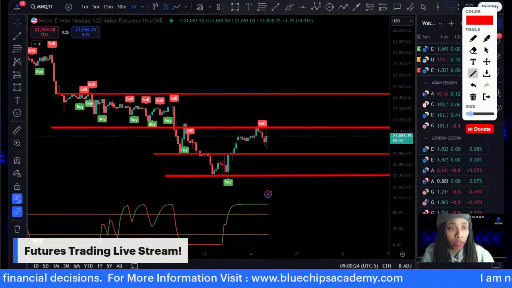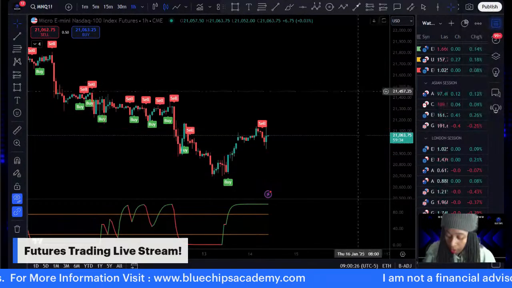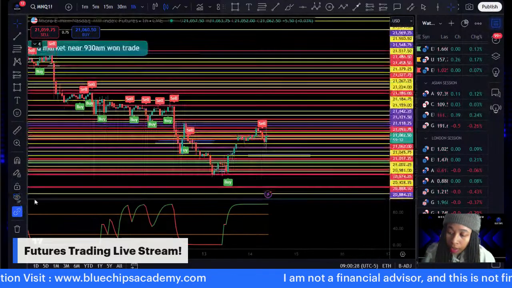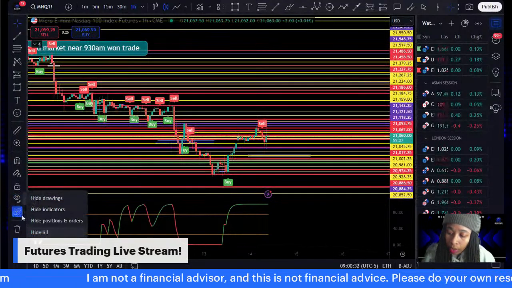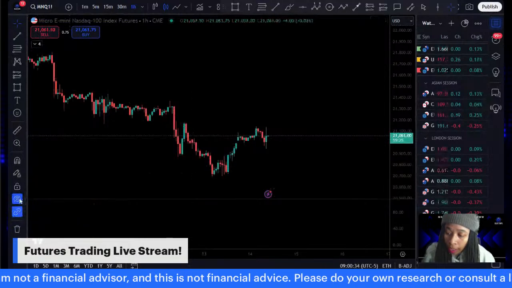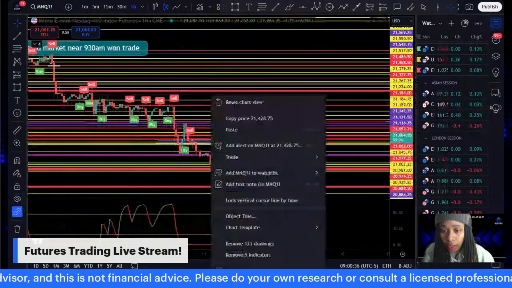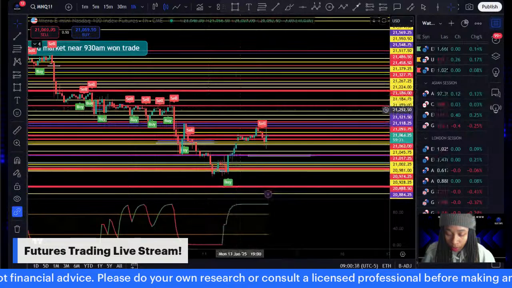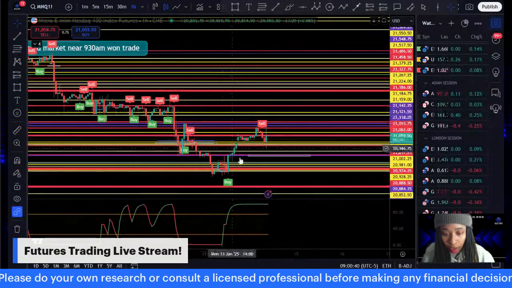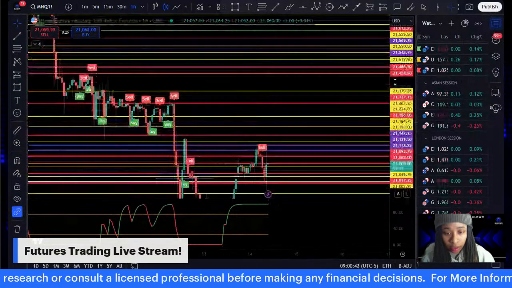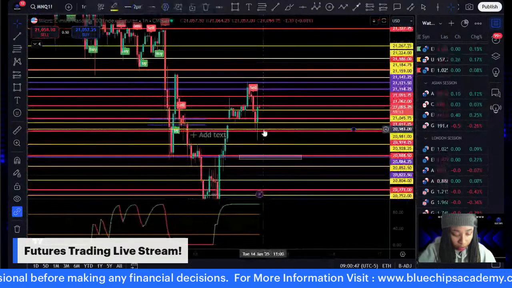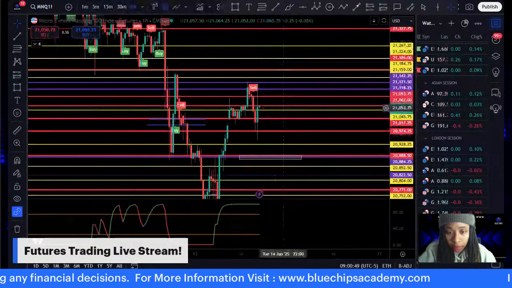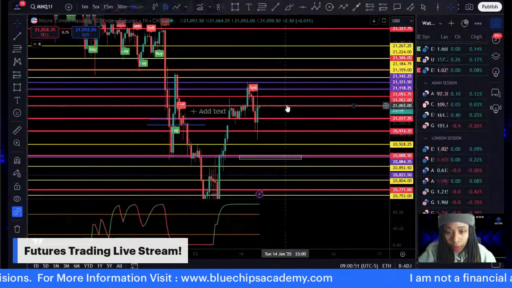What I'm going to do is see if I can clear my other levels here. I'm going to actually delete them, because I don't want to confuse you all and have us just looking at a bunch of lines here. So let's clean this up a little bit. It actually added some lines that I didn't want on here, but we're good.